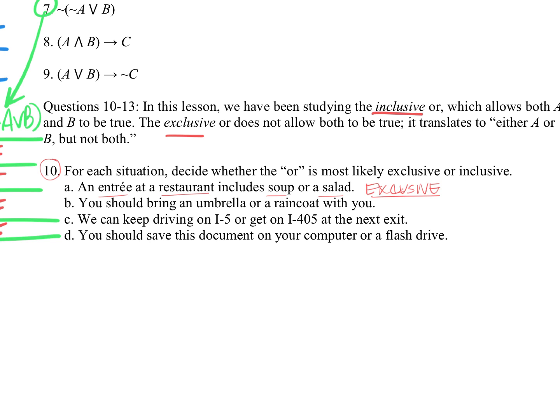So that's A or B, but not both. You should bring an umbrella or a raincoat with you. That could include both things, so we'll say that's inclusive. We can keep driving on the I-5 or get on the I-405 at the next exit. You're not going to go on two freeways at once, so it is exclusive. And for the last one, you should save the document on your computer or a flash drive. Really, it could be both. It doesn't really have to be one or the other, so it could be inclusive.